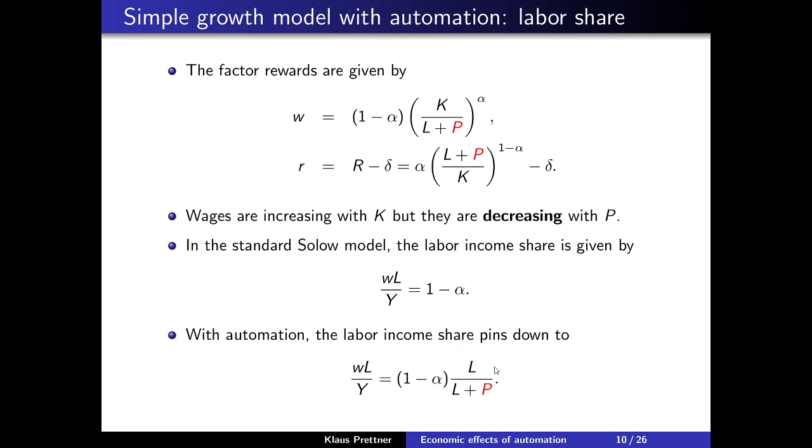Now what makes this augmented model so appealing is that until the 1980s, the number of industrial robots worldwide was negligible, so P was close to 0. In this case, this term would drop out and we would have the standard Solow solution of a constant labor income share. So the model can explain what we observed over longer parts of human history. But then since the 1980s, there was an accumulation of automation capital, and therefore the labor income share in the model would decrease. And that's what we observe since the 1980s.